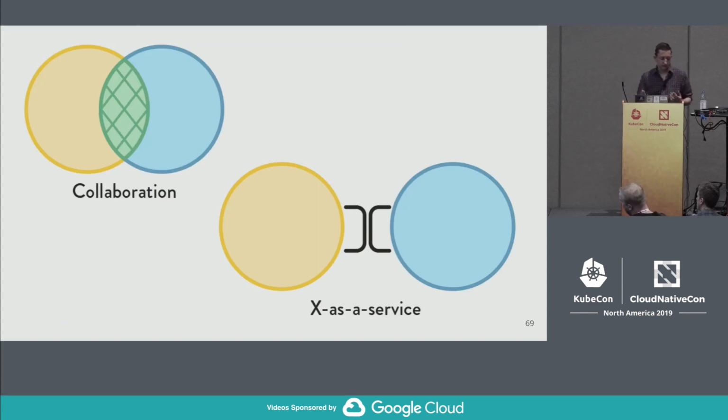So think about this kind of alternating between collaboration and X as a service, and making this more visible and more explicit for everyone. So you avoid awkward interactions where one team is expecting something from the platform and it's not there.